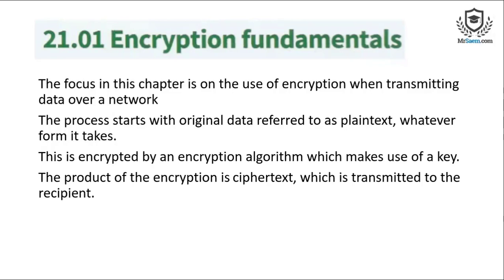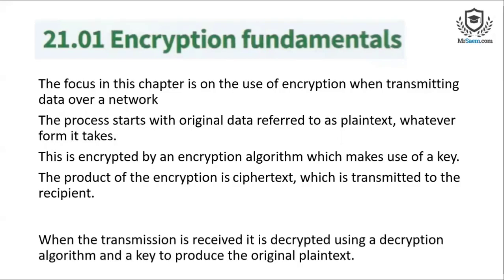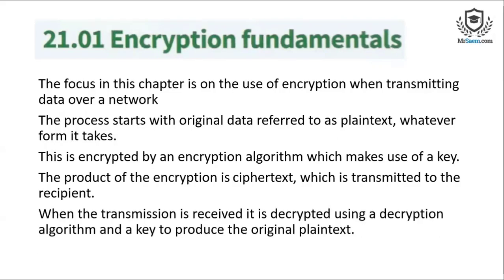Once the product of the encryption is ciphertext, it will be transmitted to the recipient. Once the recipient receives it, it will be decrypted, which is known as decryption. The algorithm will be applied on it to produce the original text, which is back to the plain text. So this is what goes on.